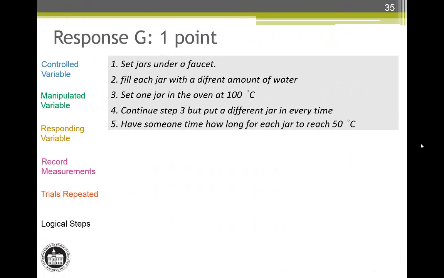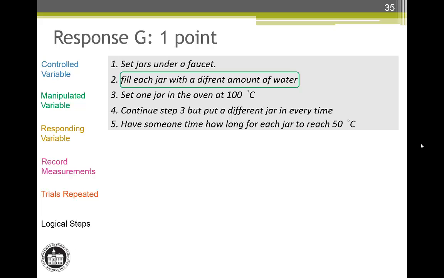Response G also earns 1 score point. Step 2 says to fill each jar with a different amount of water, but nowhere in the response are specific details about what those amounts of water will be or about how many different amounts will be tested.